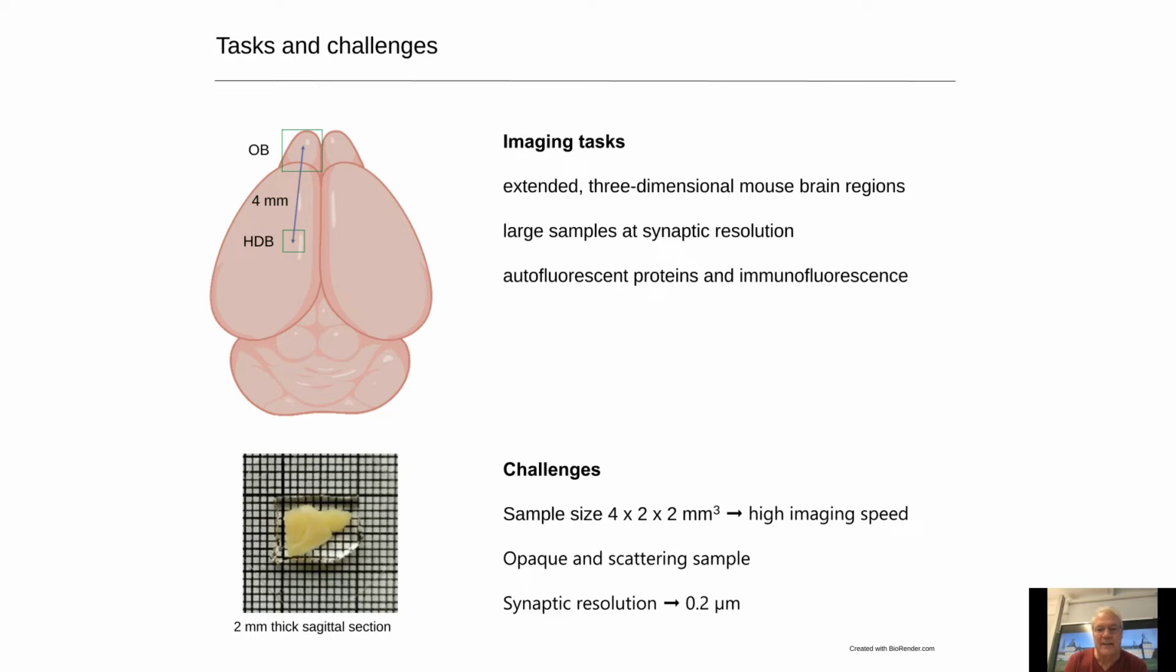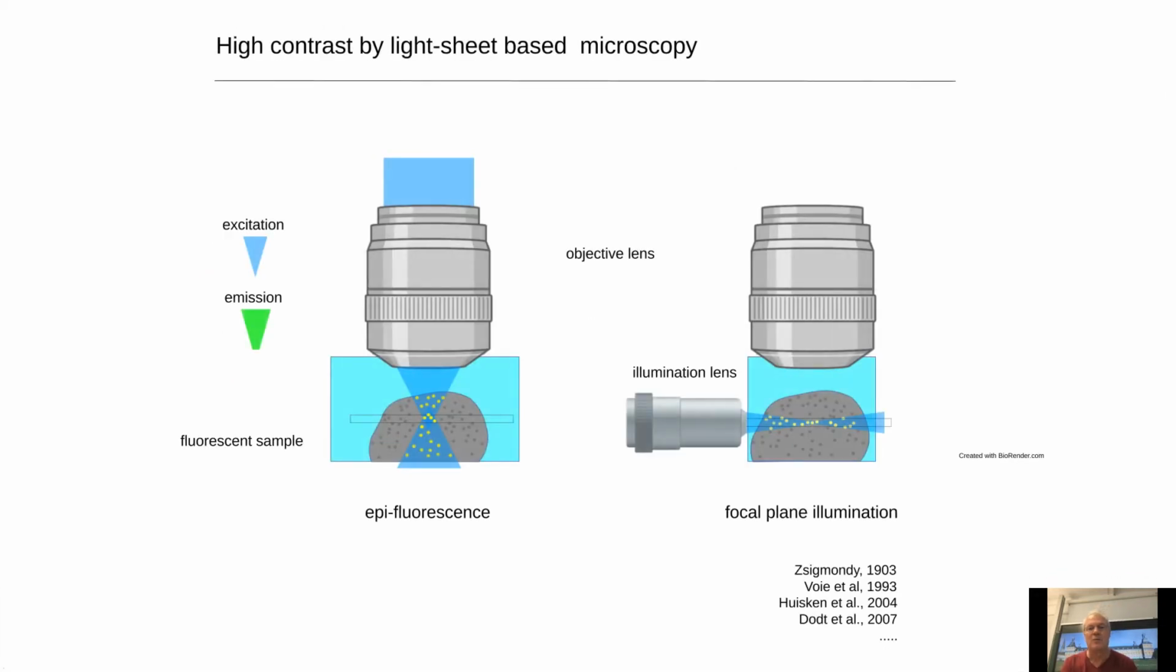And the problem is, I show you here at the lower left graph an image of the section of such a mouse brain. The problem is that it's opaque and that it's very large for microscopy. And so we have here a special technique that we need to use. And as the title already indicated of our talk, this is light sheet microscopy.